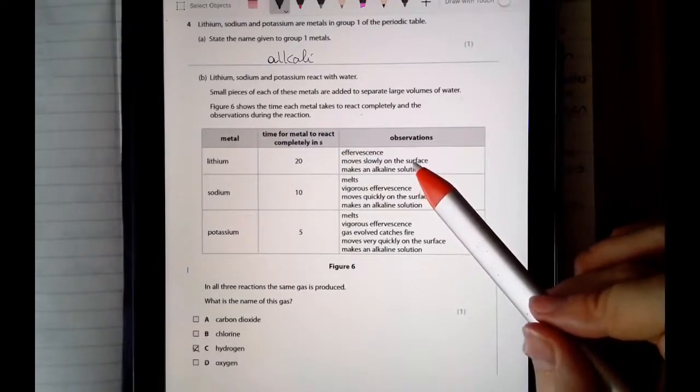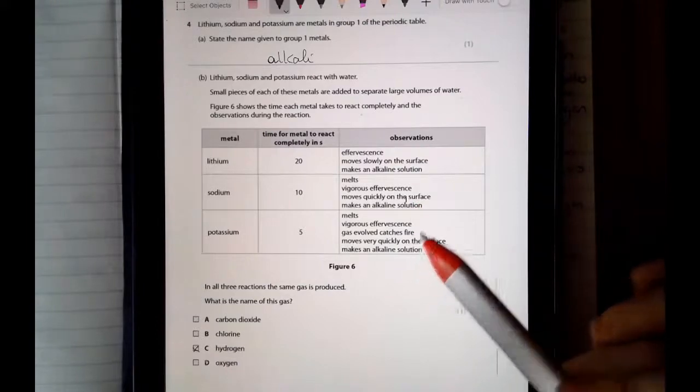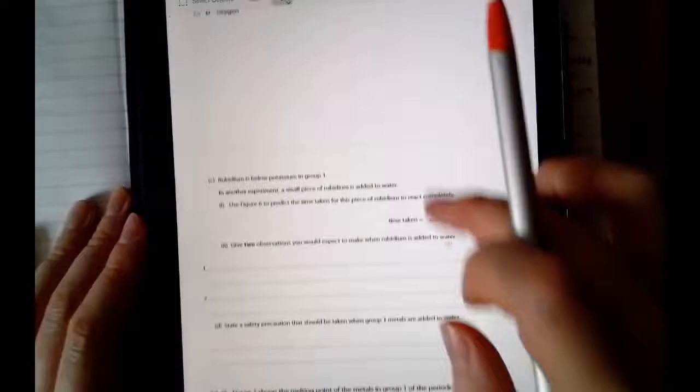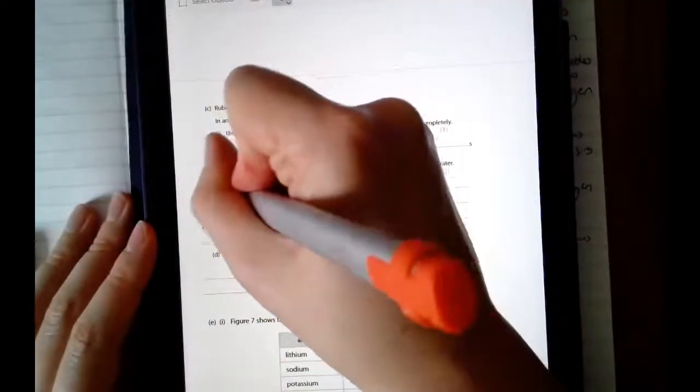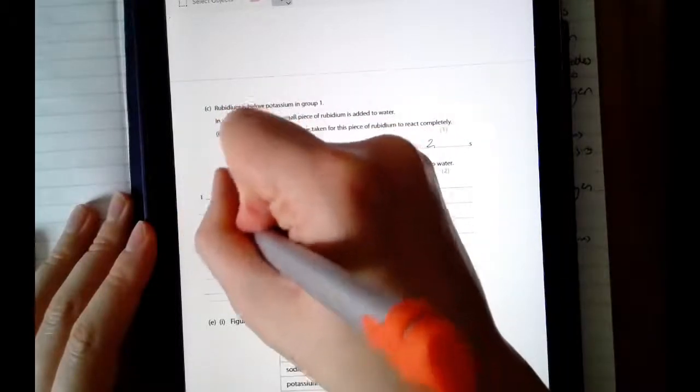Here it says move slowly on the surface of the water, then quickly and then very quickly. Again, for rubidium, you can say it moves very quickly on the surface of the water. So I'm just going to say two of those things. I'm going to say effervescence, and I'm going to say I see rubidium melts.